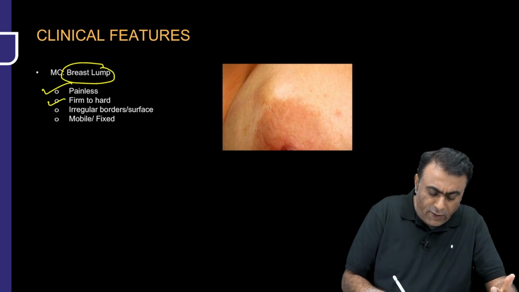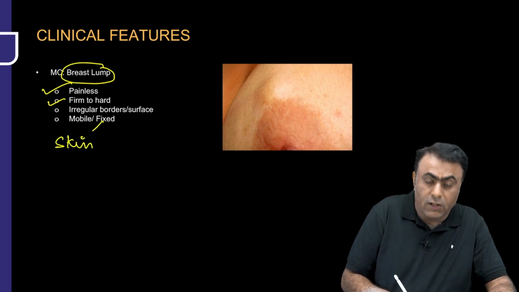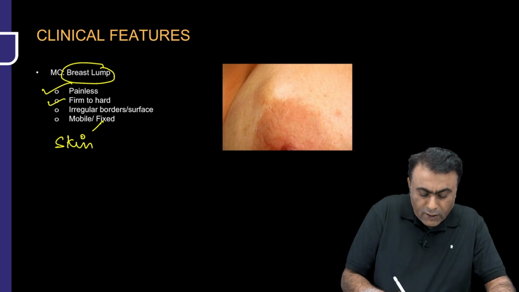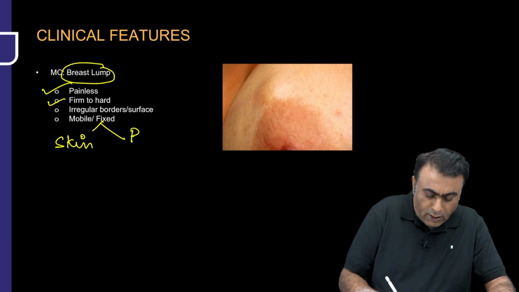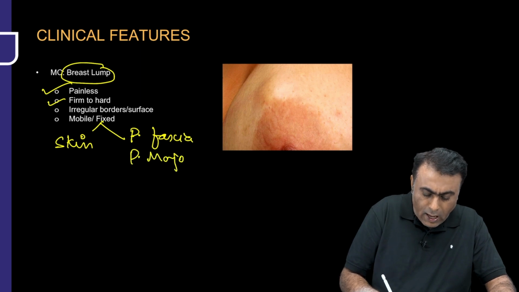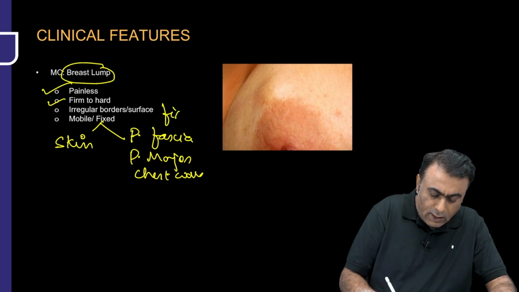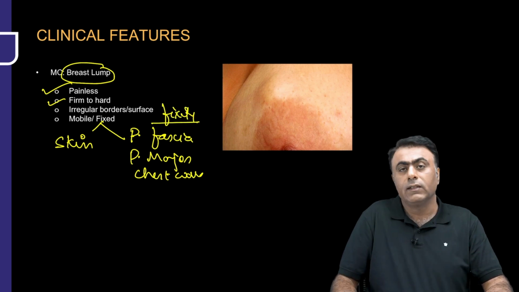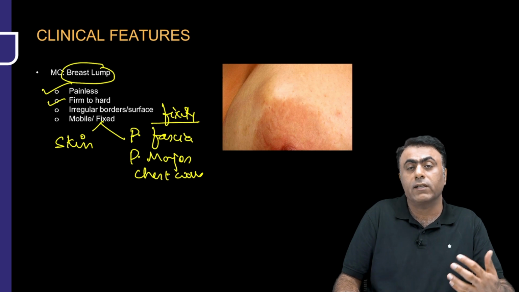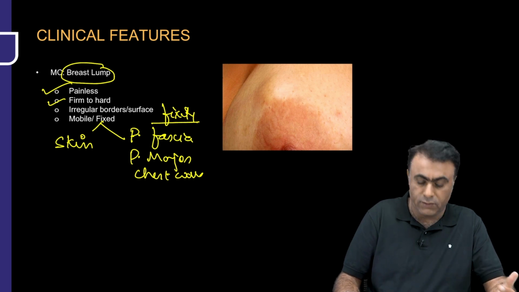It can be fixed to the overlying skin, or it can be fixed to the underlying structures like the pectoral fascia, the pectoralis major muscle, and maybe even fixed to the chest wall. So, there may be fixity to the skin, or fixity to the underlying structures, that is the pectoral fascia, the pectoralis major muscle, or the underlying chest wall as well.